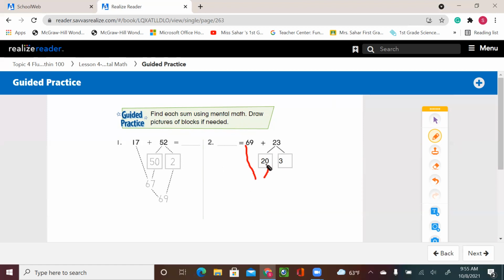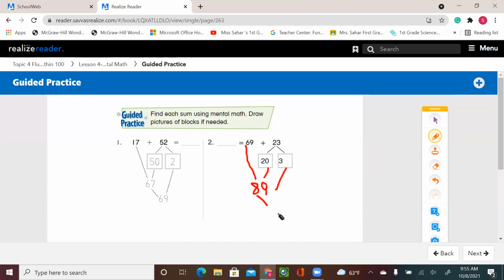So I know 2 tens with 6 tens, that means 8 tens, that's 80 and 9. So I'm gonna put 89. So now I added these 2 numbers, 89, right? What I'm doing now, I'm adding what's left here, my 3 ones.